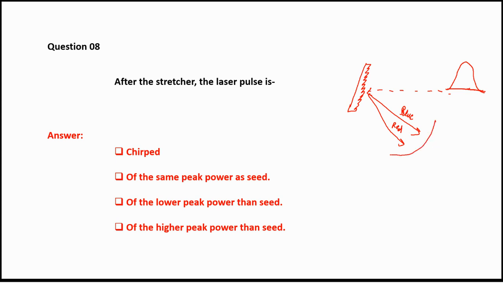When it goes this way, there is a mirror, that is the concave mirror, the totally reflecting mirror. Because of this concave mirror, this blue is reflected at a certain angle and this red is again reflected at a certain angle. Then again the two are incident on a totally reflecting plane mirror.